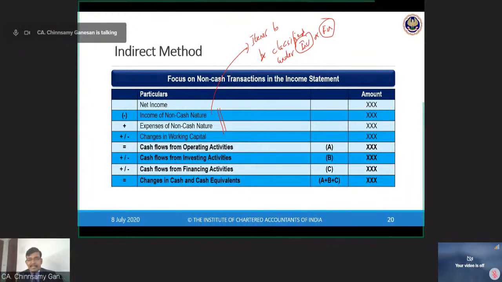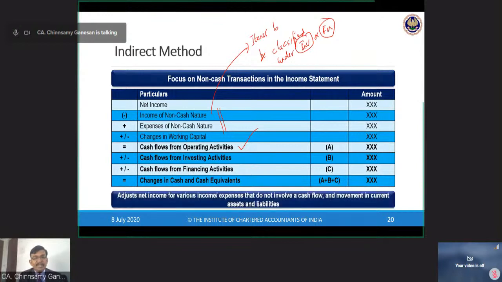Okay. So if you are doing that, you will arrive at your operating activities, then investing activities and financing activities, then the cash and cash equivalent will come in. Okay. So when we are saying working capital changes, this is what we are talking about, for various items that do not involve a cash flow. This is what we are talking about, non-cash nature.